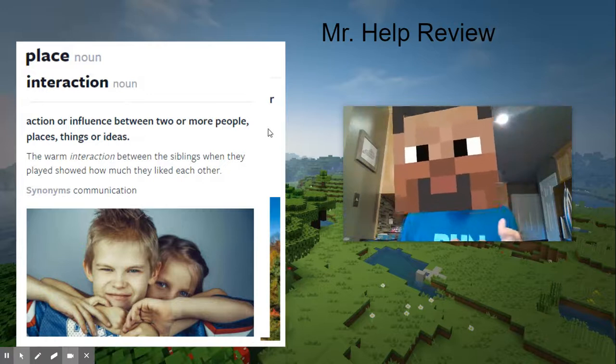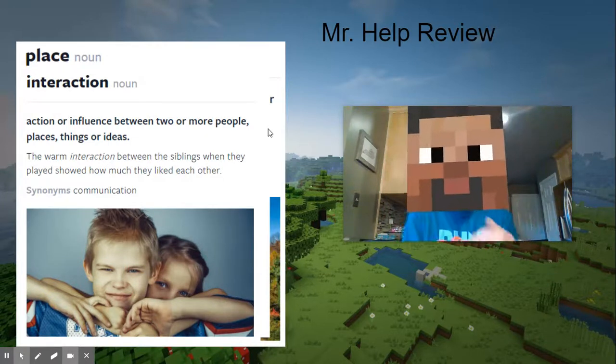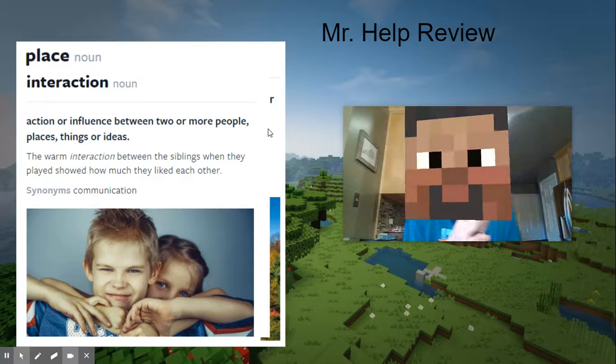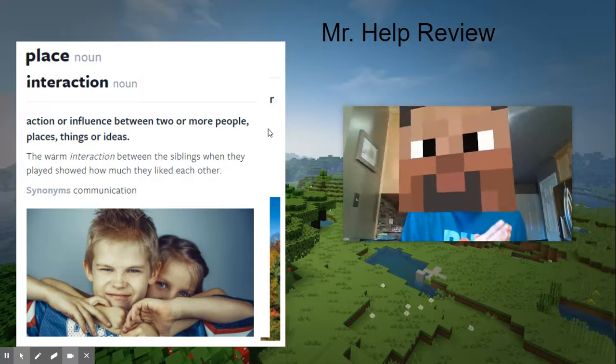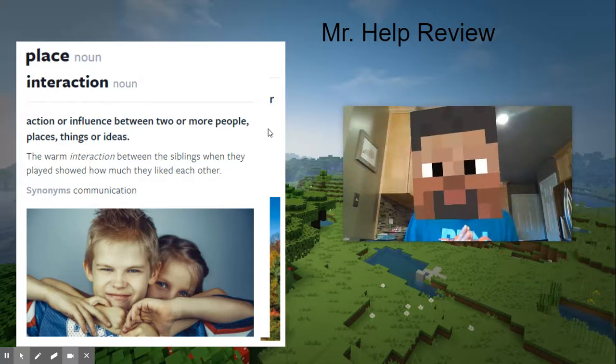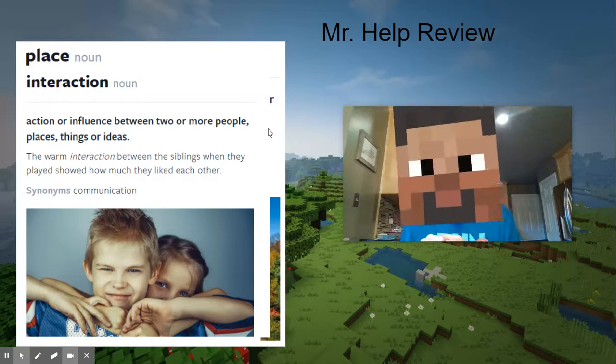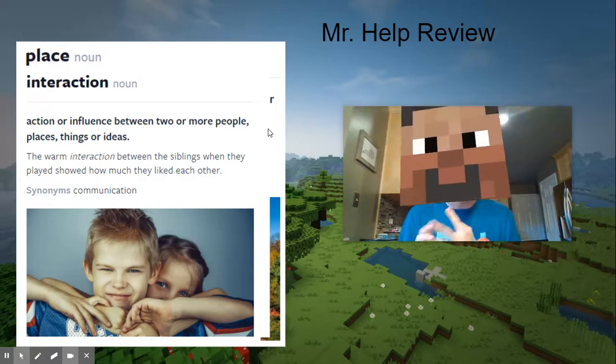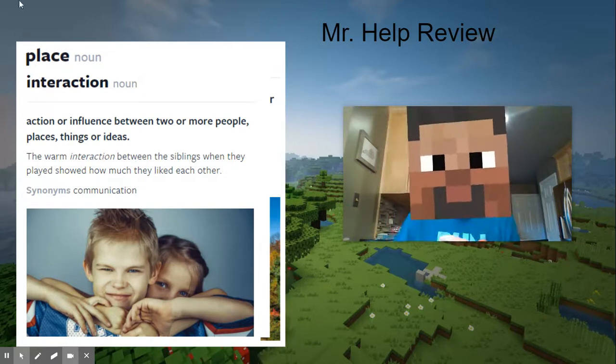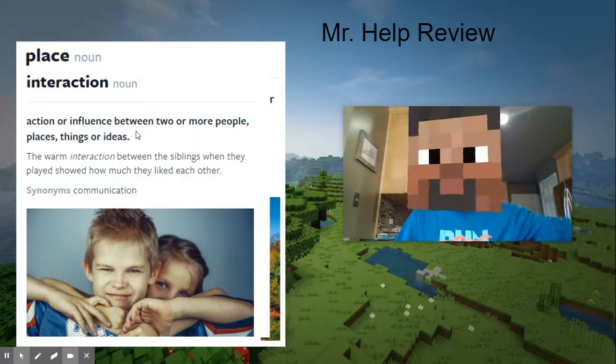All right, so now interaction or human environment interaction. That's the action or influence between people, places, and things. So think about how people impact their environment. All right, so we modify our environment, we adapt to our environment, and we depend on our environment. So all those things are really important.